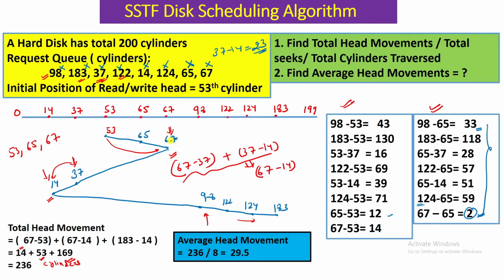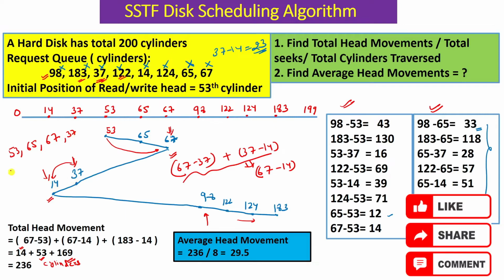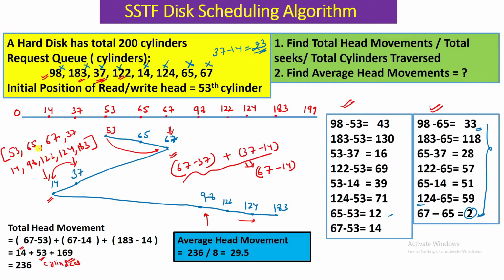Then from 67 it moved to 37, right? So in this way, from 37 to 14, then 98, then 122, then it moved to 124, and then it moved to 183. So this is your seek sequence, in what order your requests are getting completed, right? So your read write head is moving to these particular cylinders in this way. So this total content will be the content of the seek sequence. This we have to print.